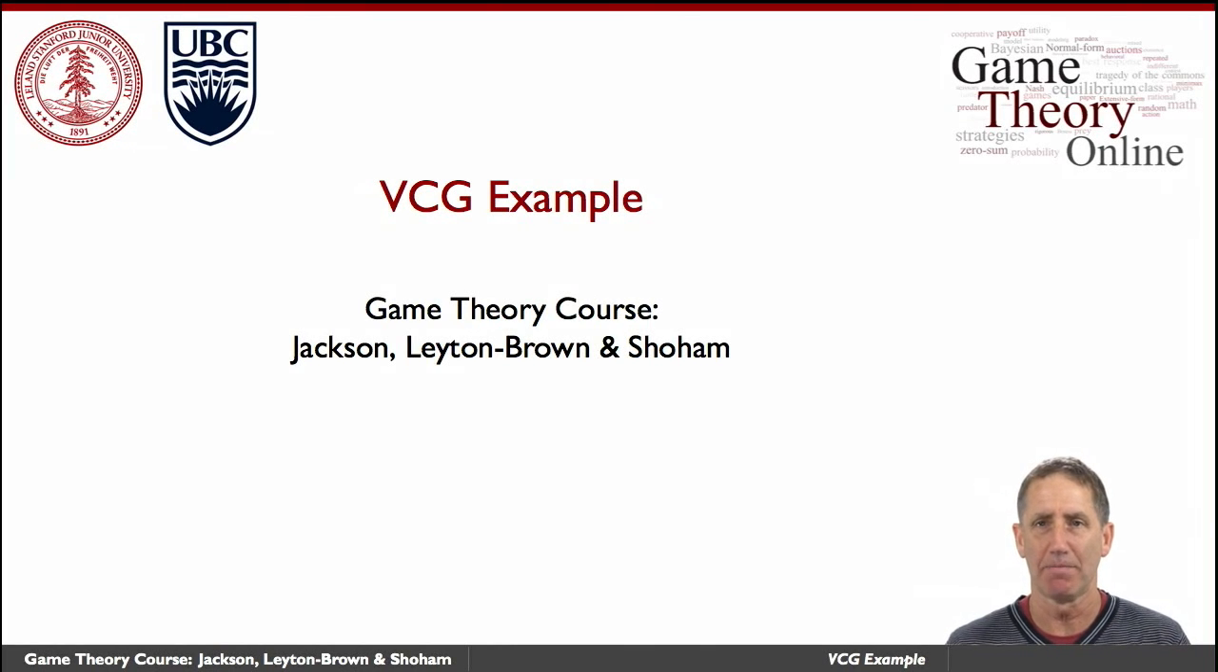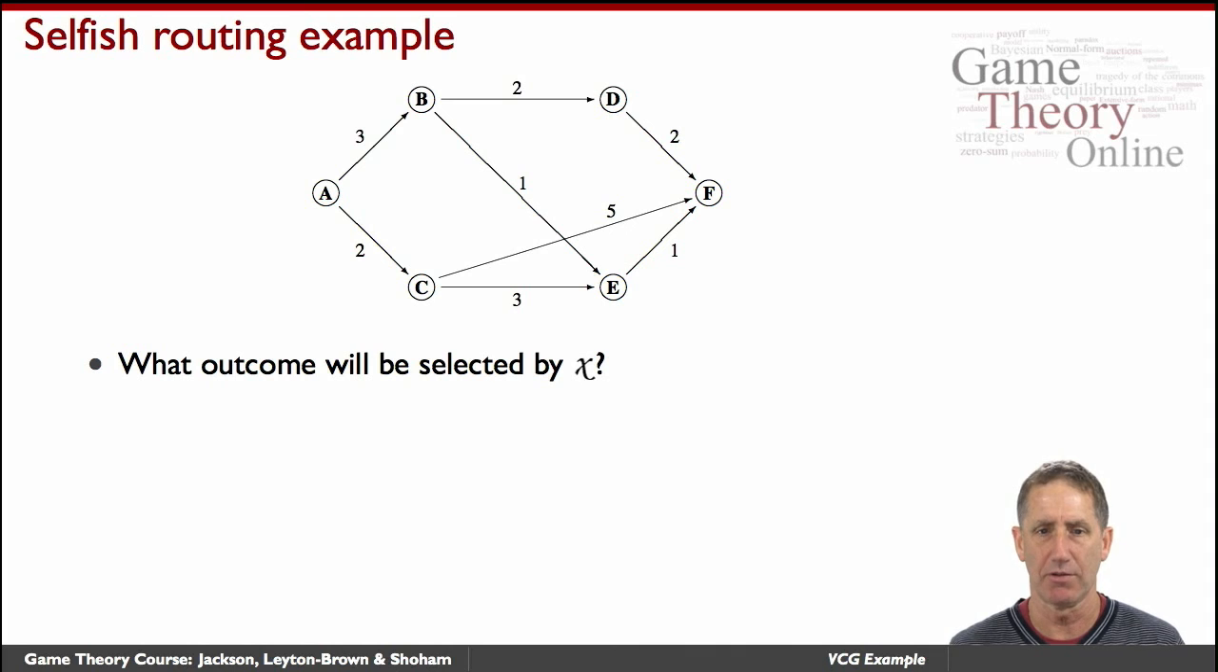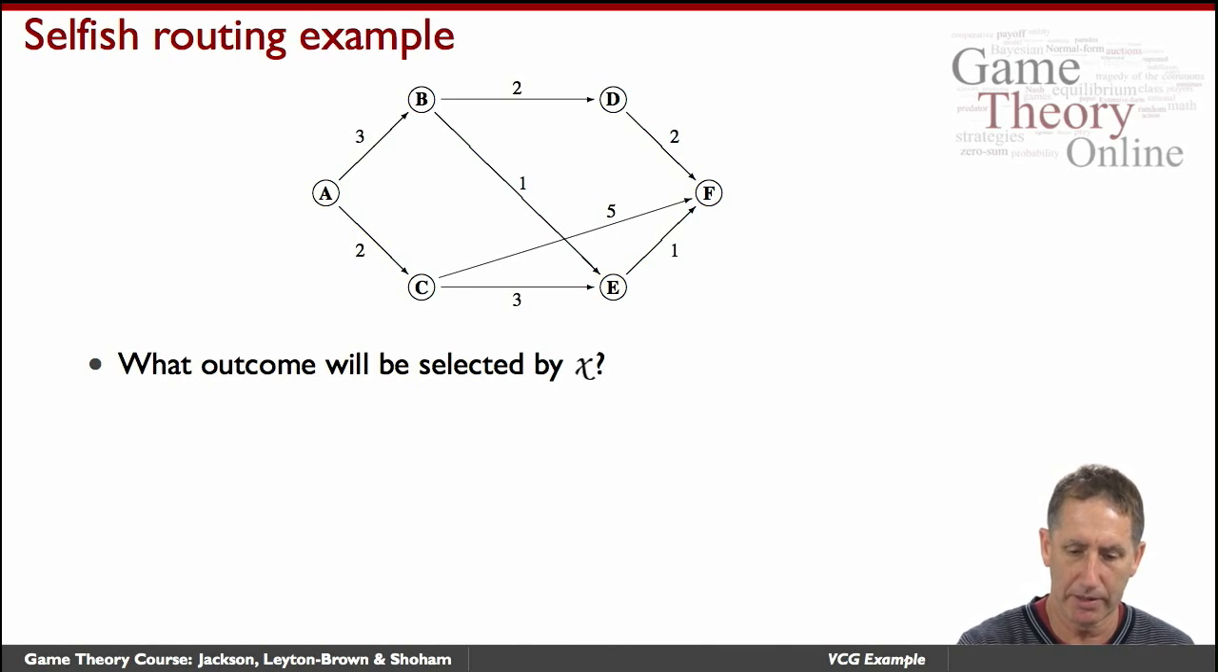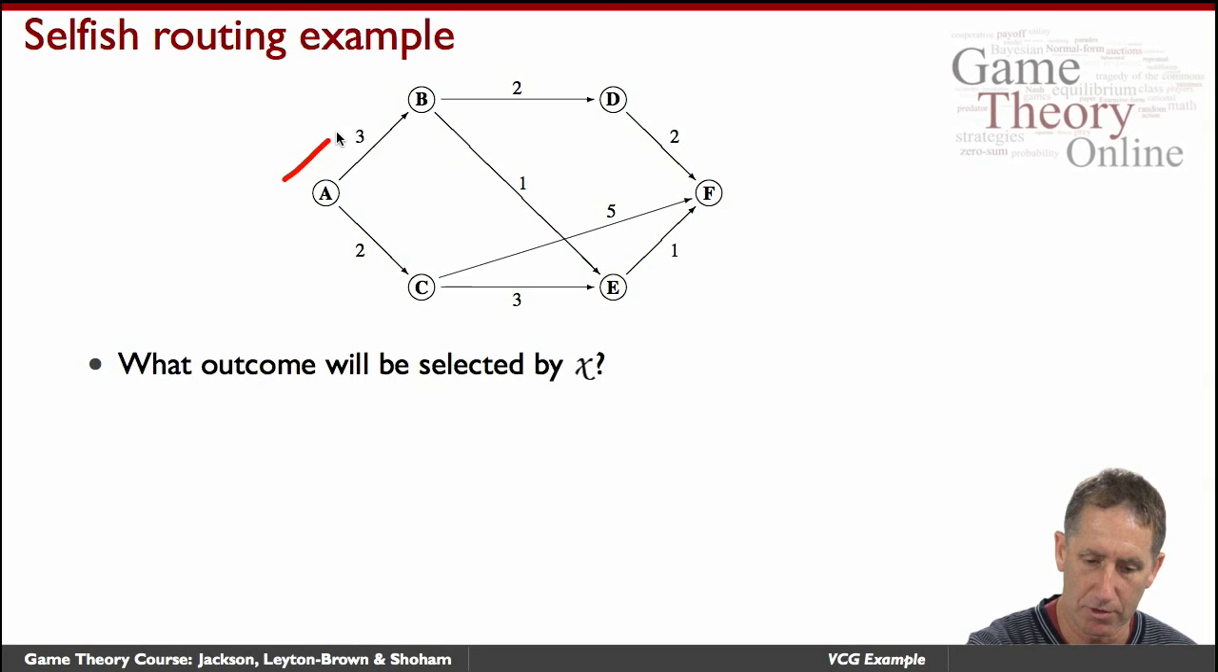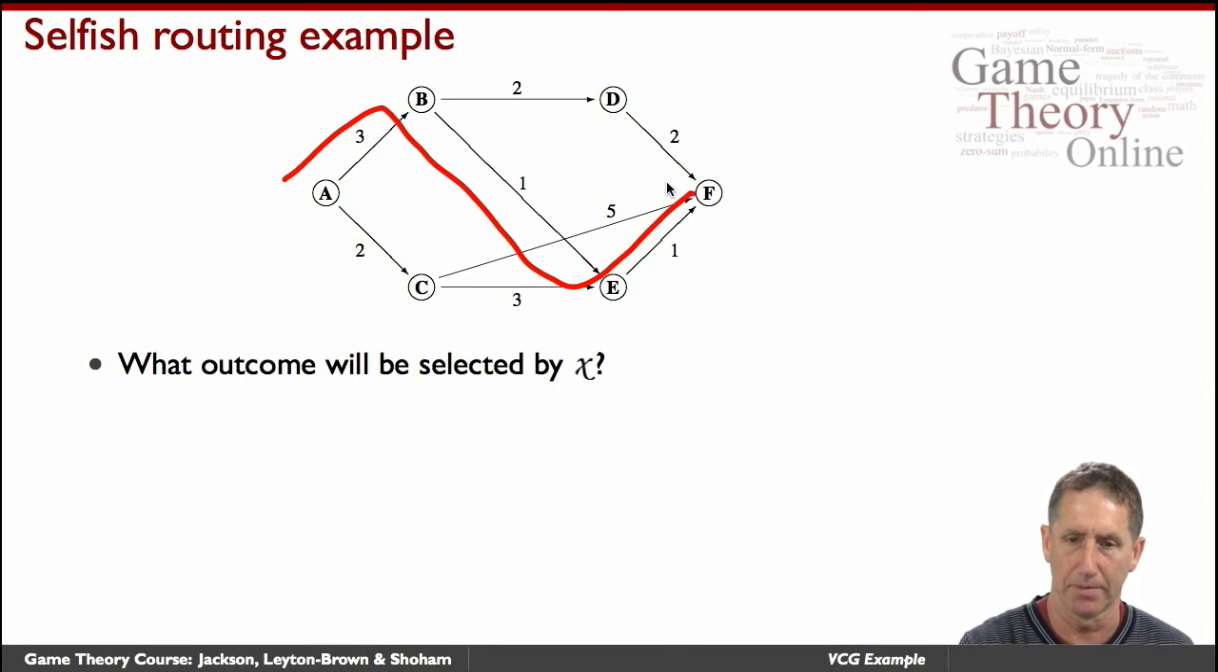Let us look at an example of VCG, the Vickrey-Clarke-Groves mechanism, in action, and it'll be a routing, transportation problem. So here is a directed network of links. Each link has a cost, the length of it, if you wish, and the goal is to find a shortest path from A to F. Obviously, looking at it, it'll be quite obvious that the shortest path is this one.